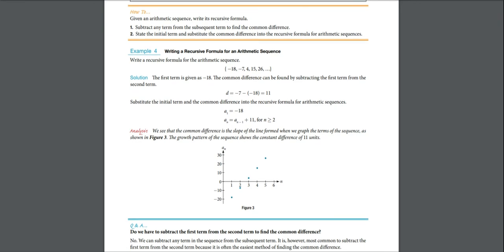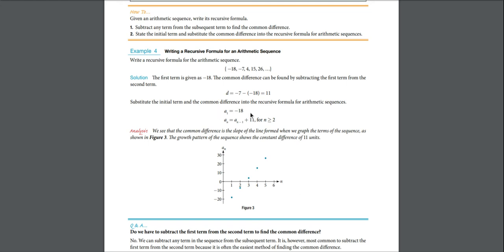Okay, so going on with that. Writing a recursive formula is pretty easy, right? You just figure out what the common difference is. So you would take a term and subtract the previous term. So -7 minus -18 is 11. So we're adding 11 each time. And then my formula is just that each term is the previous term plus 11.